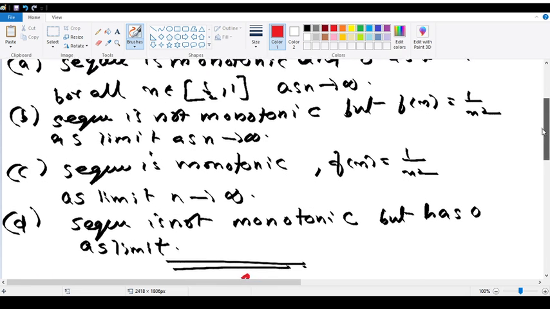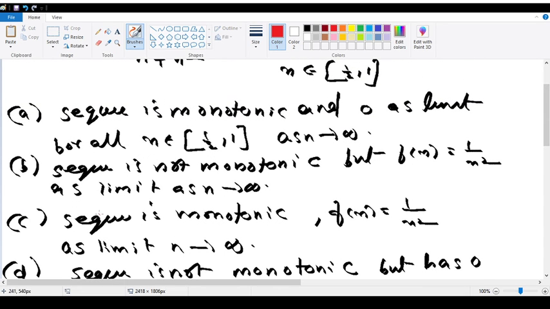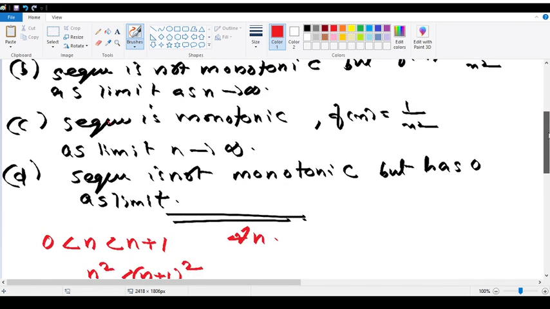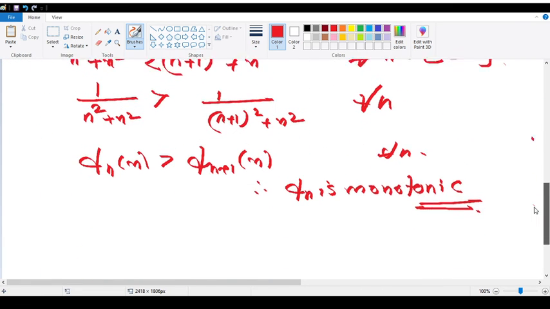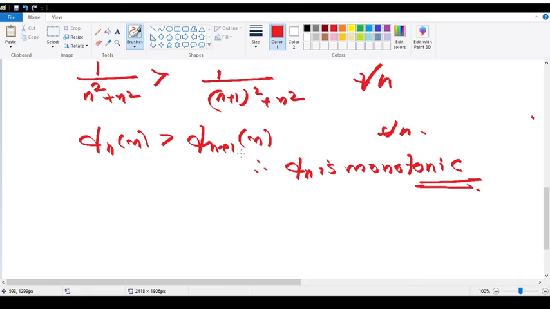Isn't it? So the second option and the last option are false. Clearly we can say that in those the sequence is not monotonic. Here we get that the sequence is monotonic. So B and D are false. Then you find out what the limit is.